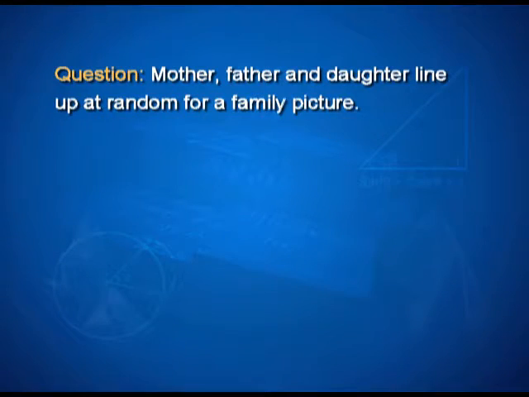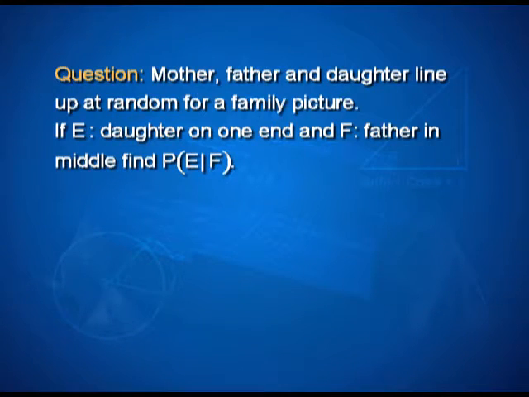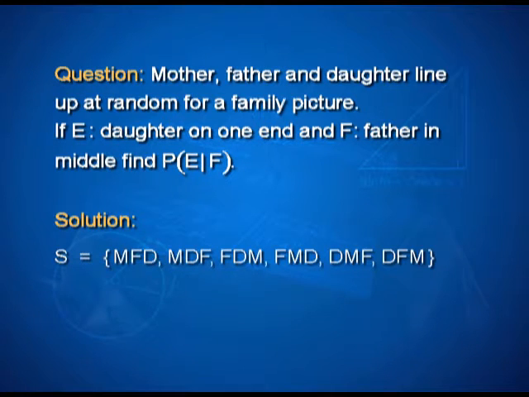The problem says that mother, father and daughter line up at random for a family picture. If E is the event, daughter on one end, F, father in middle, find probability of E given that F has happened. So if I have three persons, mother, father and daughter, which I can represent as M, F and D, lining up, it basically is permutation of M, F and D, and there are six ways that they can be lined up. Now we are given that the father is in middle, right?